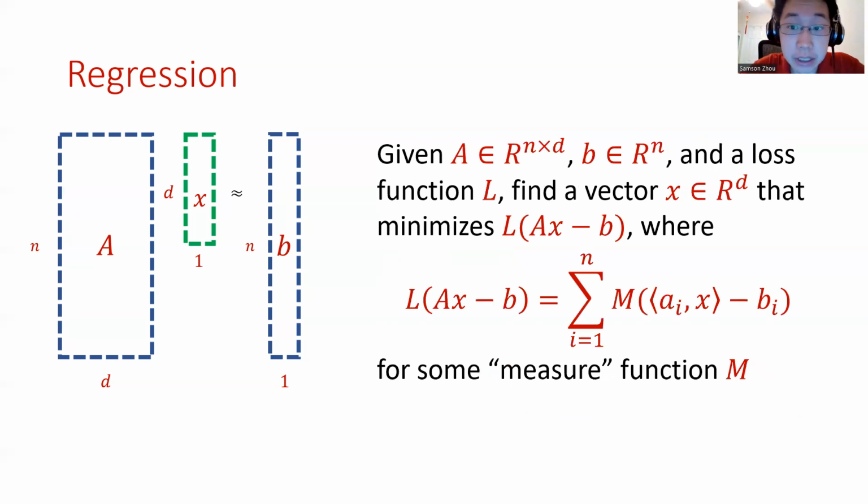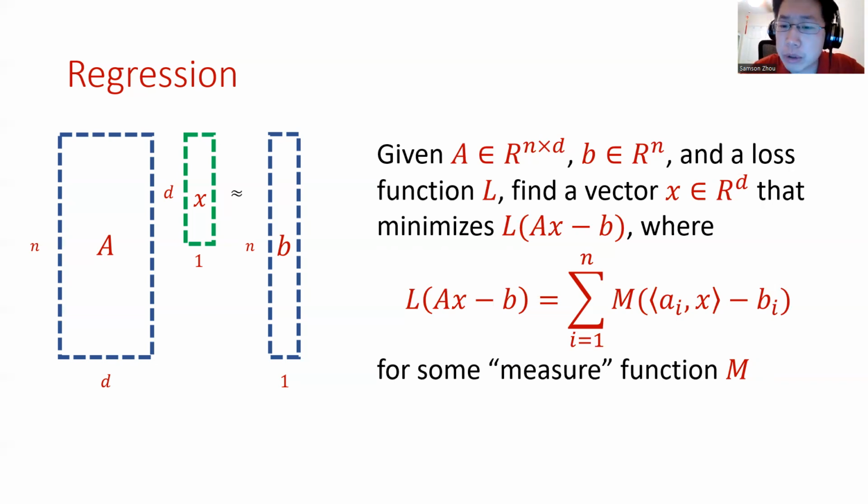So what does it mean to find a vector x such that Ax is approximately b? Well, given a loss function L, we want to find a vector x that minimizes the loss Ax minus b. Here we'll define the loss function as the sum of the measure function applied to the coordinates of the vector Ax minus b. In particular, this means that we'll take the measure function applied to the first coordinate, which is the dot product of a1, the first row of A, with x, minus the first coordinate of b. We'll take the measure function of that, add that to the measure function applied to, let's say, the second row of A dot product with x, minus the second coordinate of b, and so forth.